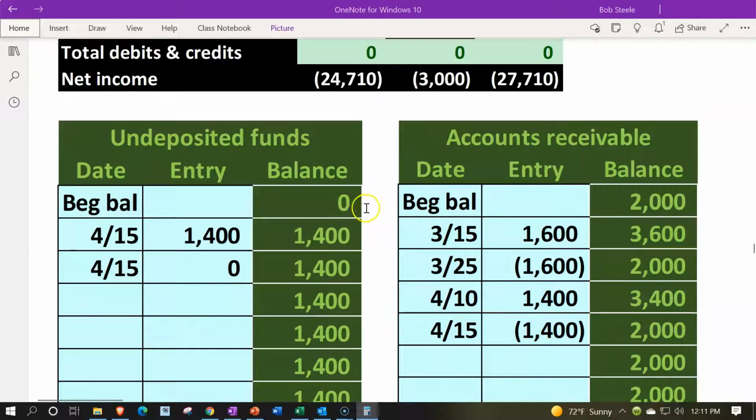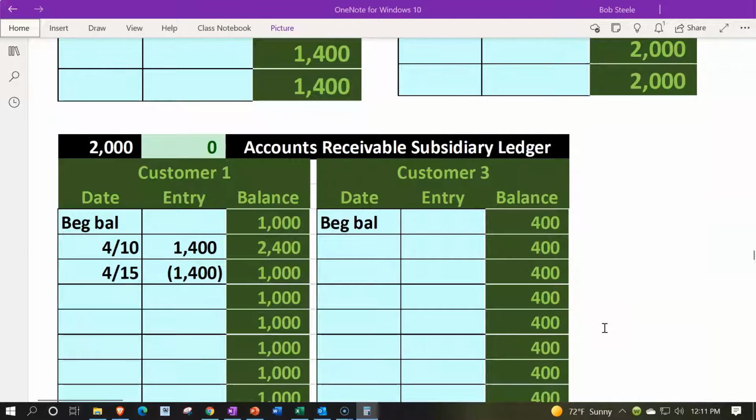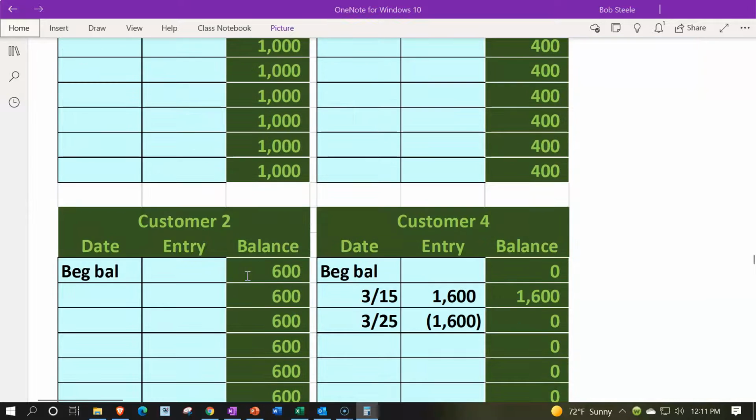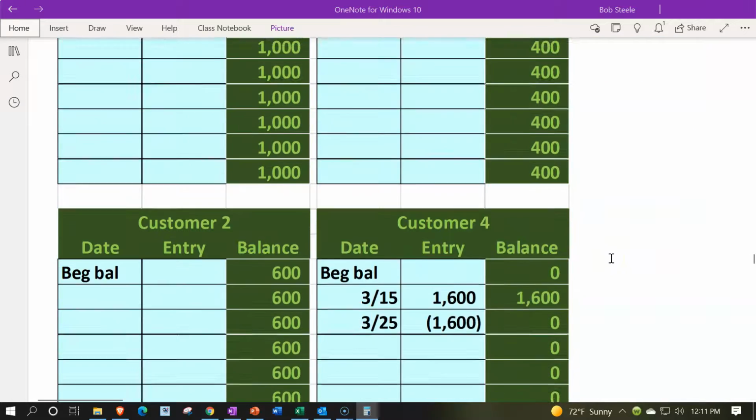Undeposited funds was at 0. It goes up by 1,004 to 1,004. Accounts receivable was at 2,000. It went up by the 1,006 to 3,006, down by 1,006 to 2,000, up by 1,004 to 3,004. And now finally we got paid, so the receivable goes down by 1,004 back down to the 2,000. The accounts receivable subsidiary ledger went up by 1,004 for customer 1, then went back down by 1,004. It's now at the 1,000 again for that customer. Adding the 4 customers up gets us to the 2,000, which matches the accounts receivable on the general ledger.